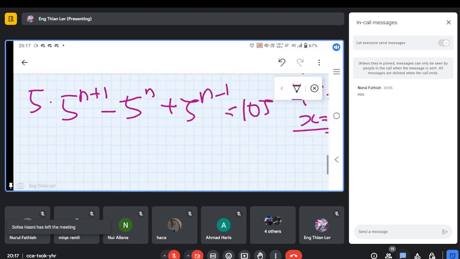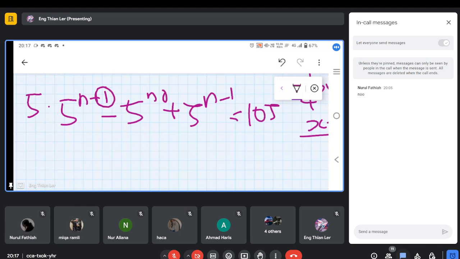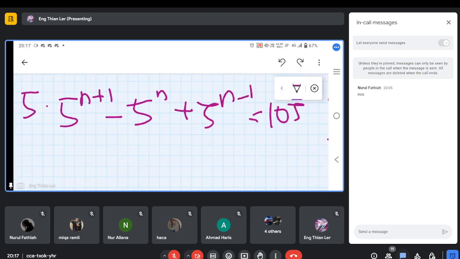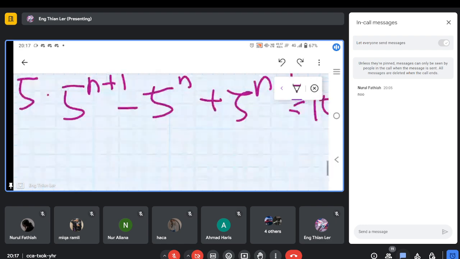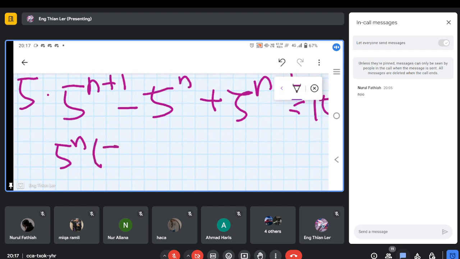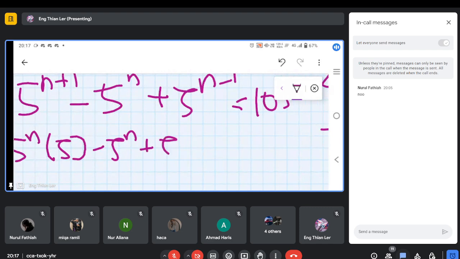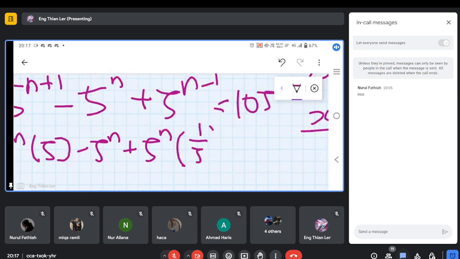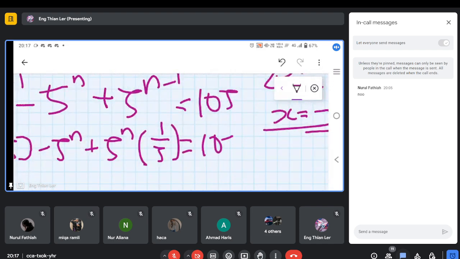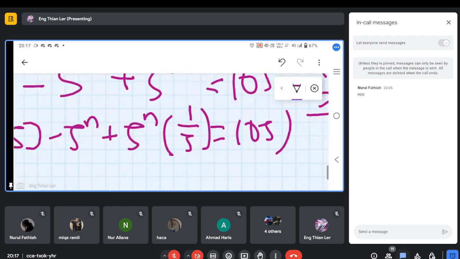Okay, now look at this. We have this, and this. But everything is base 5, which is perfect for us. So now, first we're just going to distribute the 5. So 5 to the power n is multiplied by 5, and minus 5 to the power n, and plus 5 to the power n, and then minus 1, so it's 1 over 5. And this is still equal to 105. No need to bracket.